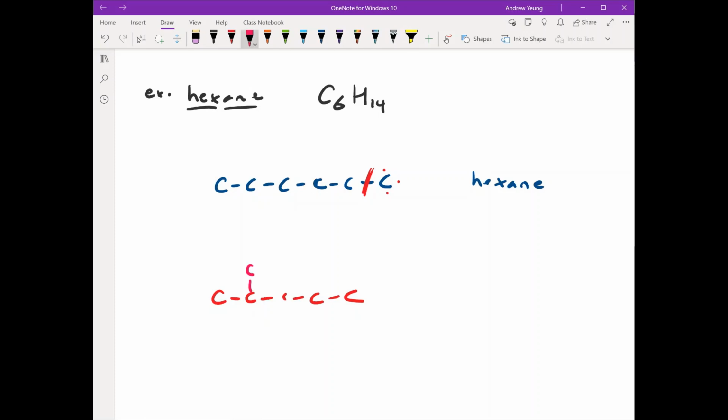Let's just verify we have the same molecular formula. So every carbon here should have the equivalent of 4 unpaired electrons.